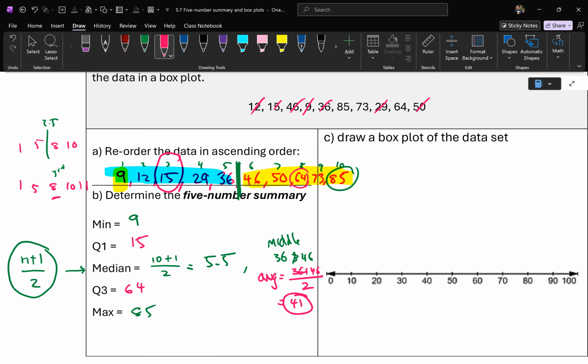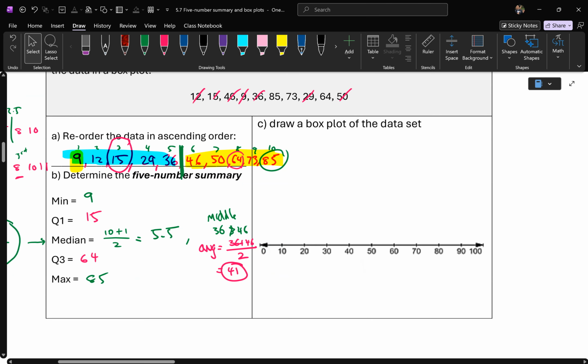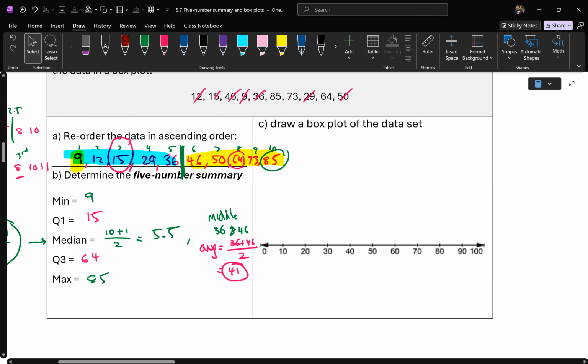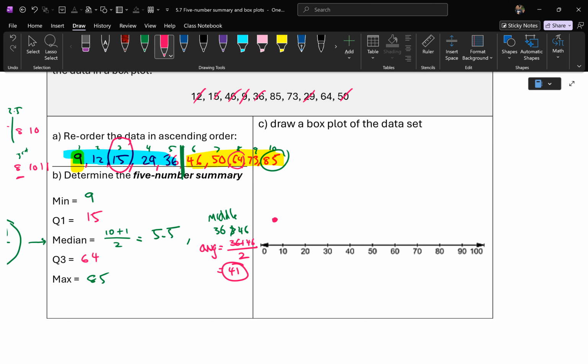And so, answering the question so far, if you were to draw a box plot of this, the smallest number is 9, roughly here. Do a dot. So 9. The highest number is 85. So 85 might be around here, so between 90. So here we go, dot. That's 85.